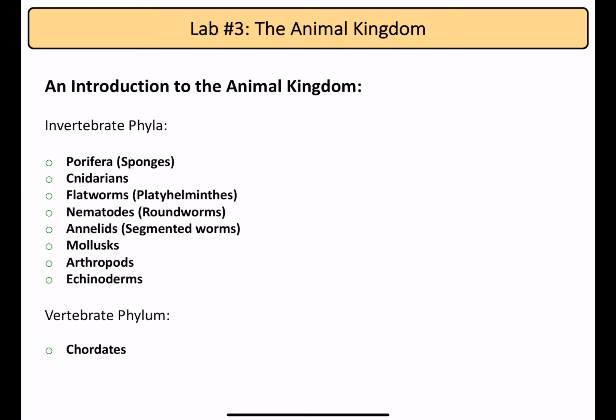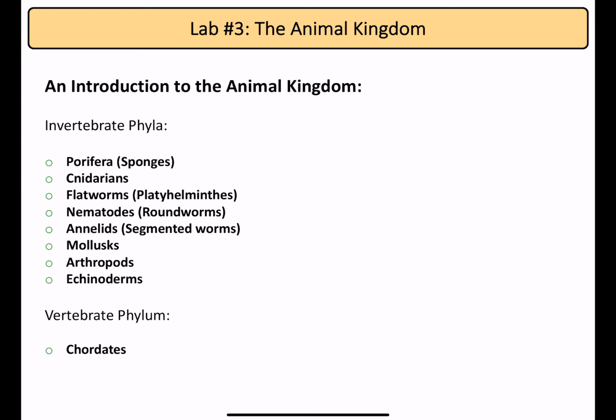So the 8 invertebrate phyla are Porifera, also known as the sponges, the cnidarians, the flatworms, with a more technical name being the platyhelminthes, the nematodes, also known as the roundworms, the annelids, also known as the segmented worms, mollusks, arthropods, and echinoderms. Those are all invertebrates. They lack a backbone.